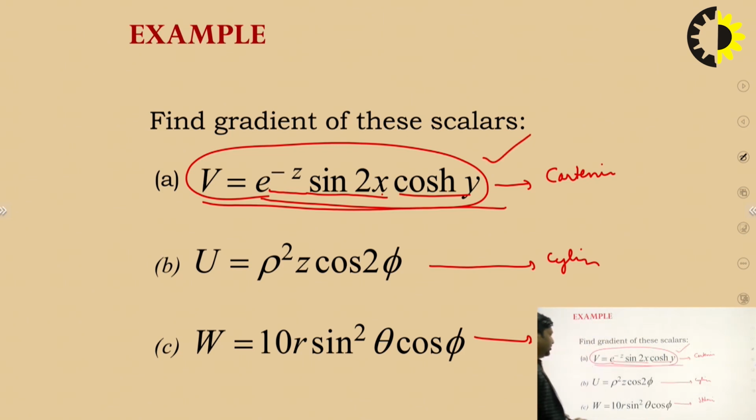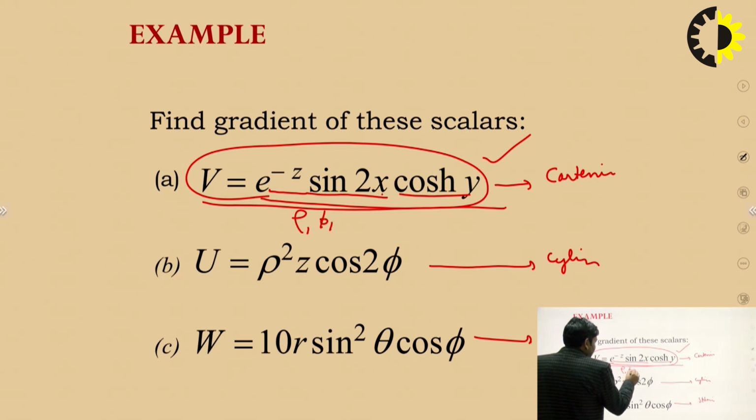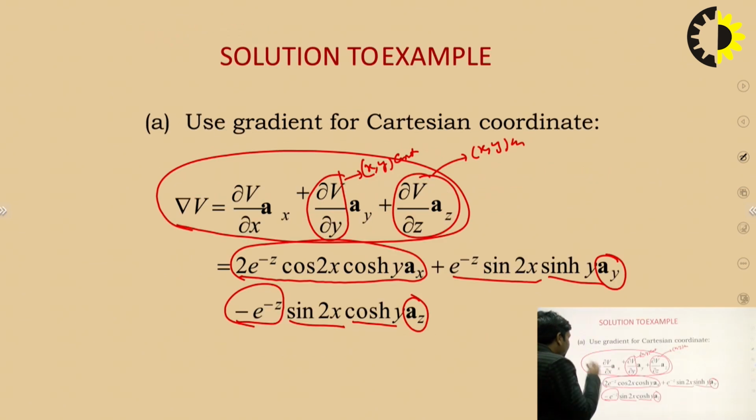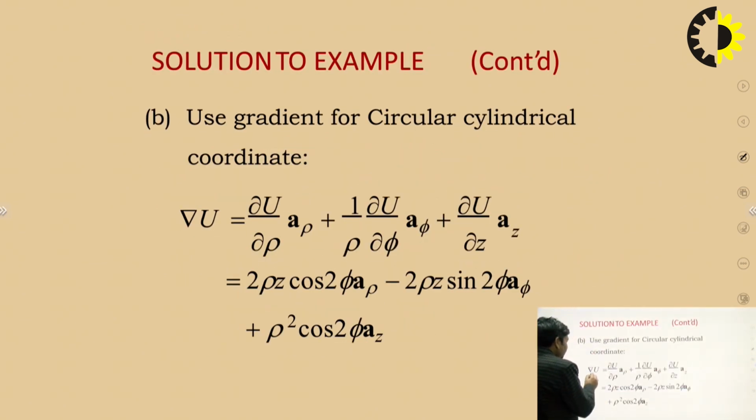The second question is asked in the cylindrical coordinate system, which is different from the previous one. We know that the cylindrical coordinate points are rho, phi and z. So we identify this as a cylindrical coordinate system and find the gradient in it. The formula is: del of u is del u over del rho a rho plus 1 by rho del u over del phi a phi plus del u over del z az.